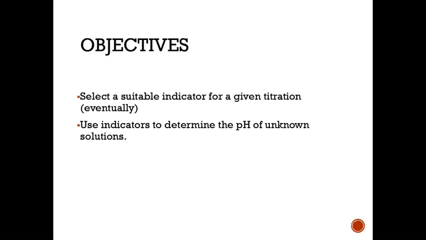Here's the complete indicator toolkit you need to know. Each indicator has its own specific pH window where it actually changes color. That's the transition range. For example, litmus works beautifully between pH 5 and 8, making it perfect for neutral solutions, but it's useless in highly acidic or basic environments.